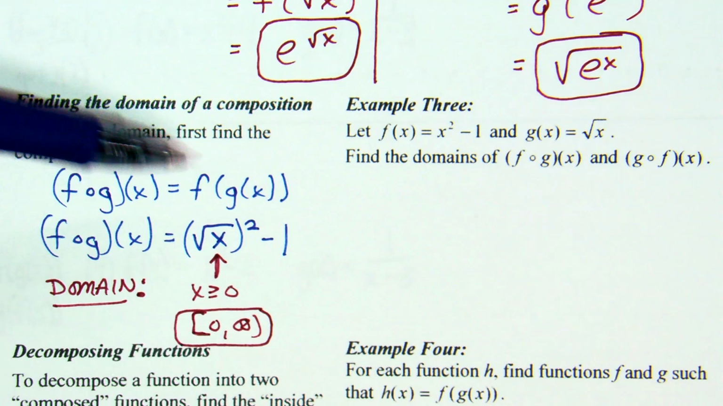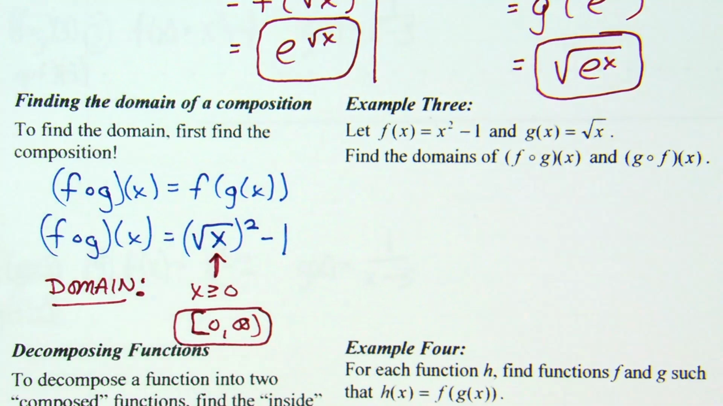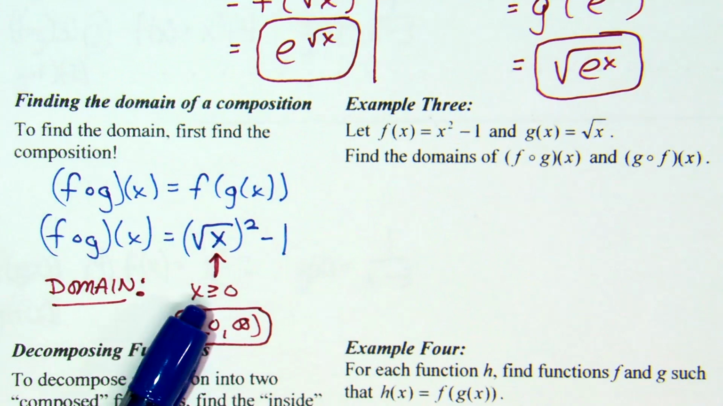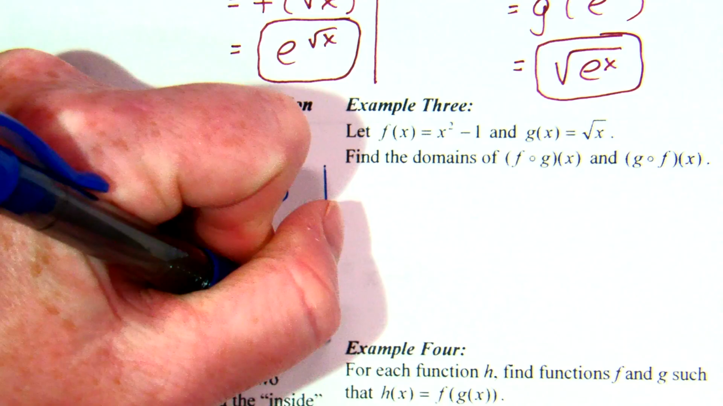And so for domain, you have to look at the original f and g, besides just what this is. And whether you look at g here, or whether you look right here, we can't take the square root of a negative number. So that forces x to be positive, or in other words, greater than or equal to 0. And so we wrote that as 0 to infinity. Sound a little familiar? It's kind of the review from yesterday.